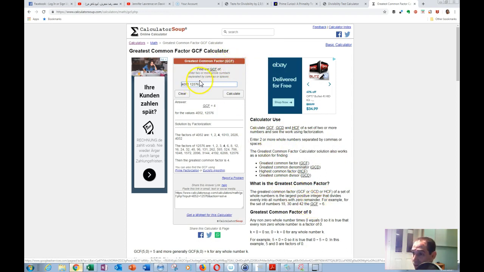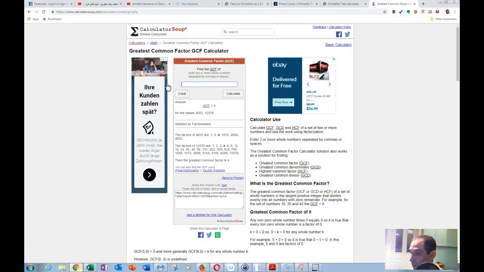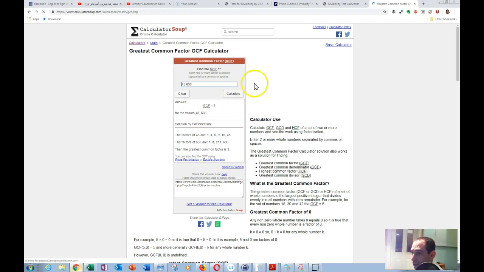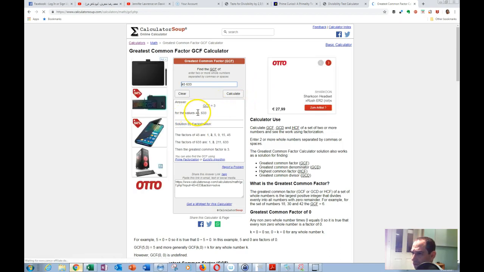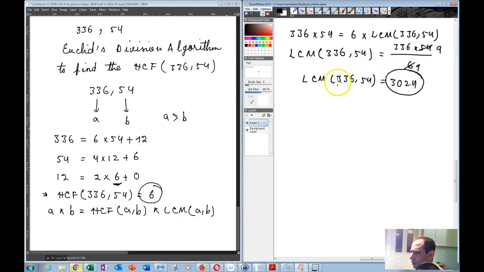Anyway, let's calculate the GCF, or greatest common factor, of 336 and 54. What's wrong with this thing? 54 and 336, your GCF is 6, basically, or actually the same thing as HCF.